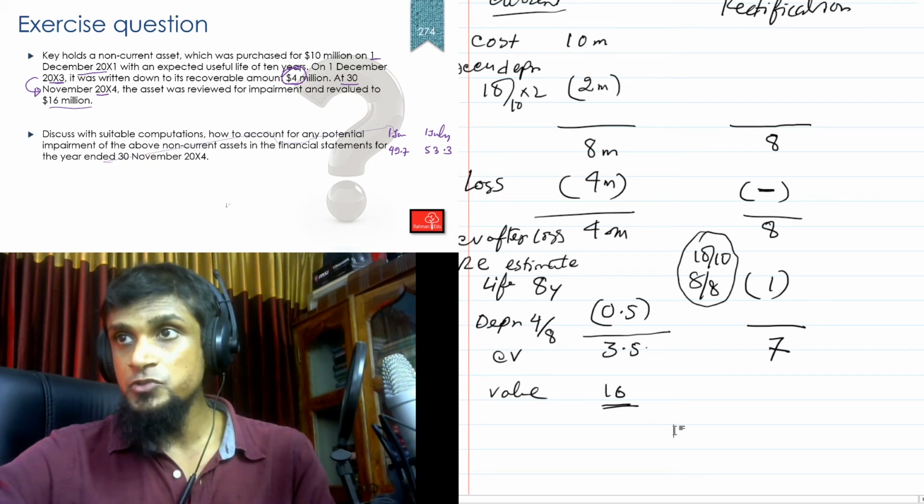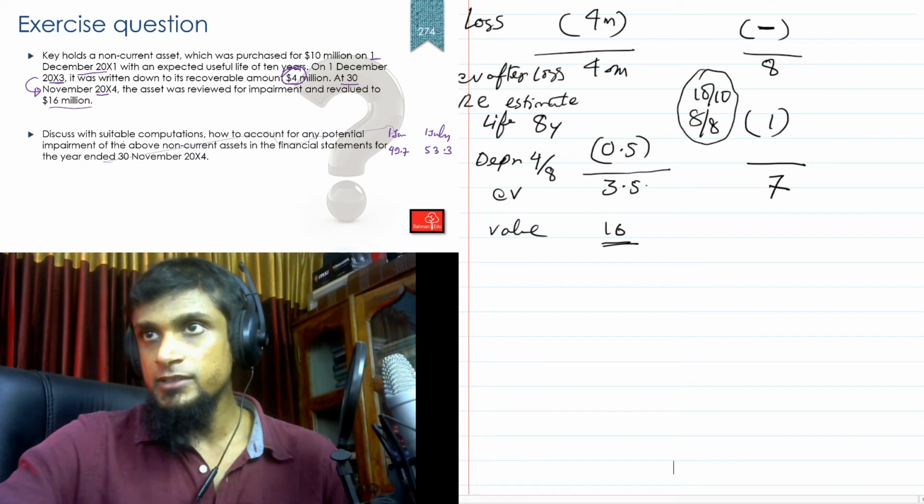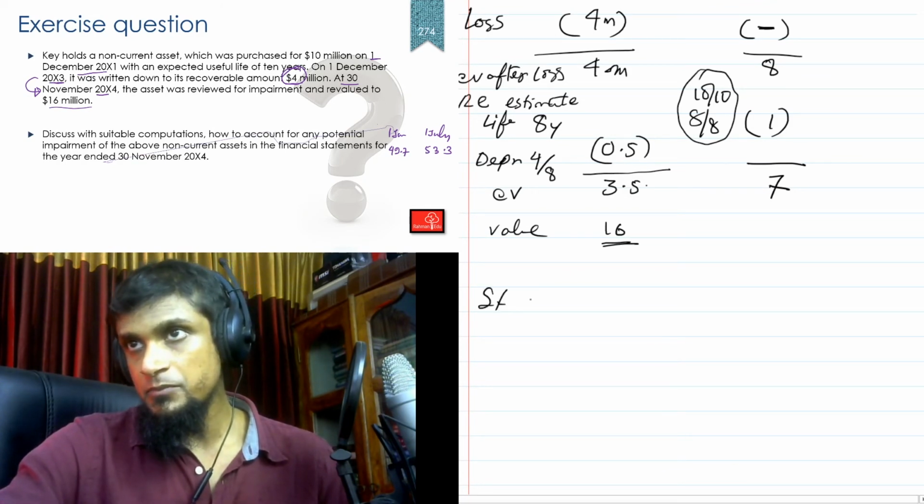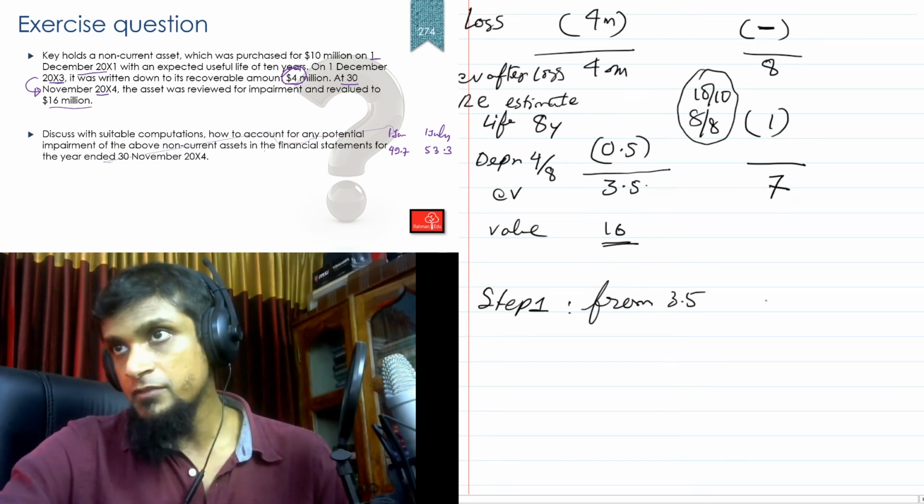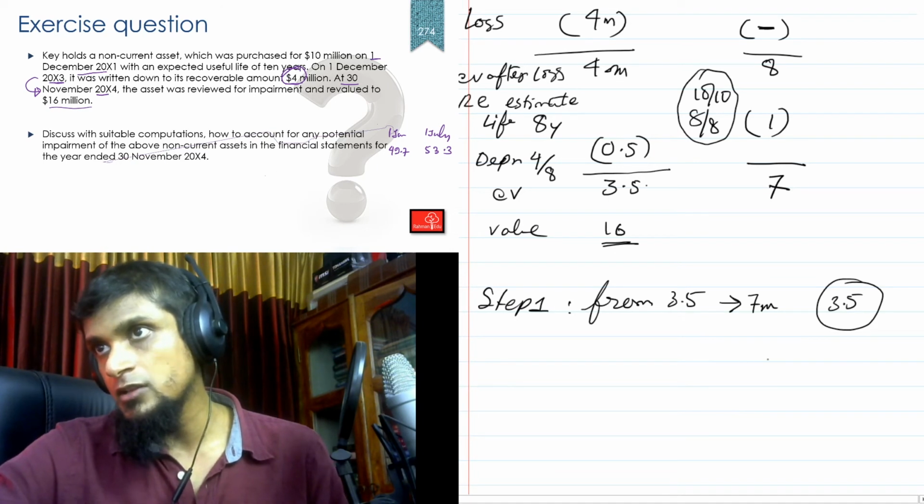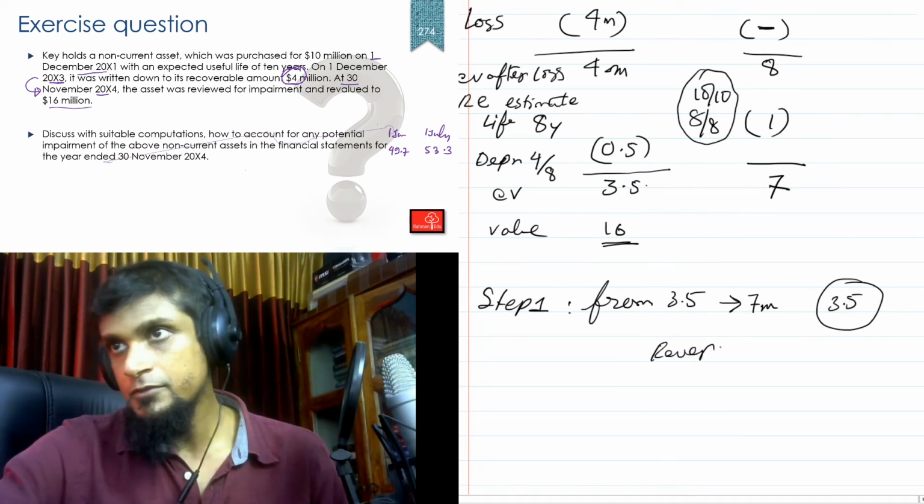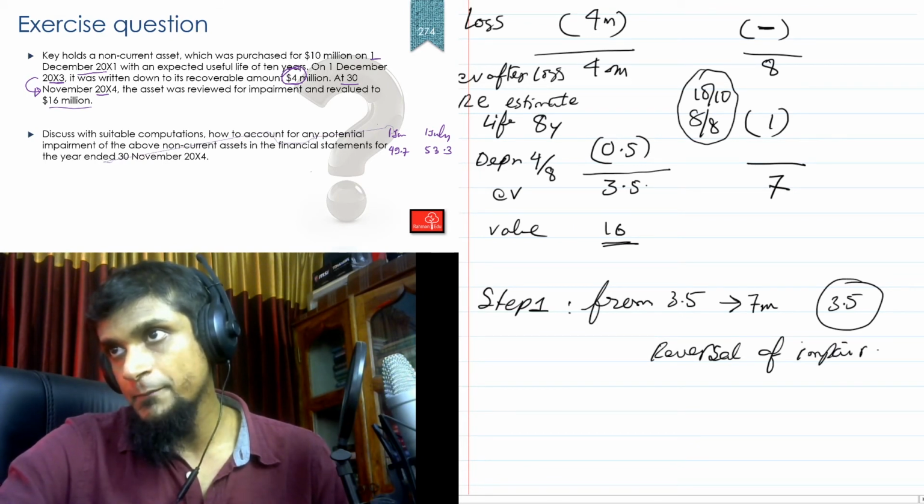Rusho gave me the correct answer. Rusho said we need to follow a two-step approach. Step 1 is from 3.5 to $7 million. That is 3.5. This is reversal of impairment. This will be put in profit or loss, and then it will be carried to the retained earnings.